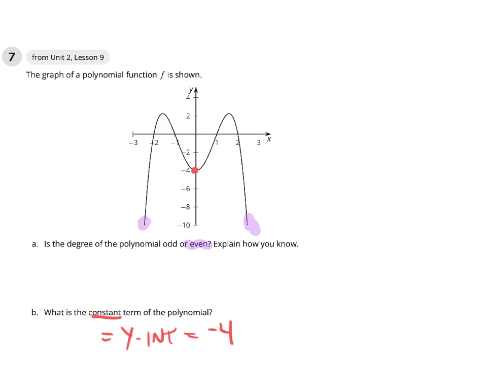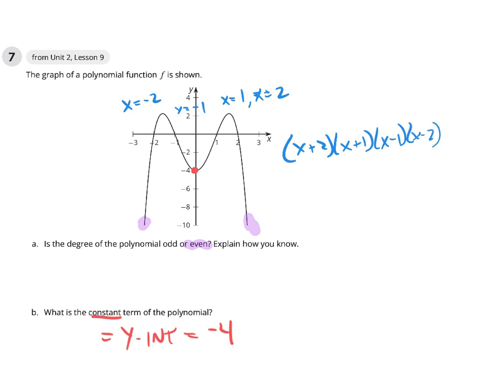And we didn't ask about the x-intercepts at all. But if they asked us about the x-intercepts, we're at x equals negative 2, x equals negative 1, x equals 1, and x equals 2. If we were to change these into factors, I would have x plus 2, x plus 1, x minus 1, x minus 2 in order. Because I switched the signs on each of the factors. Remember, you had to switch the sign for it to be equal to 0. Once it's equal to 0, it's a factor.